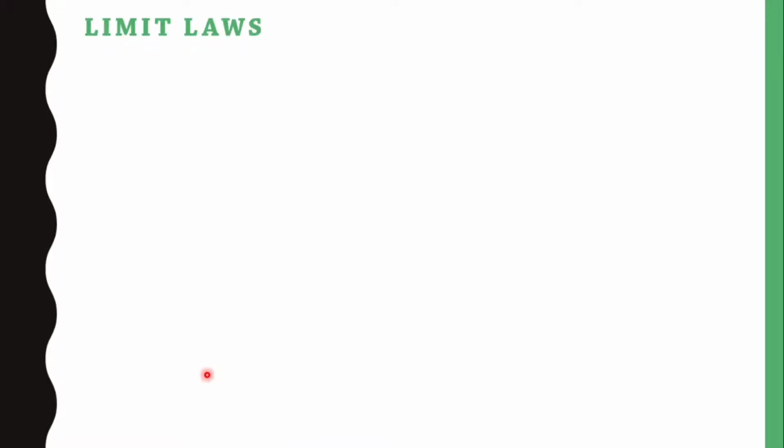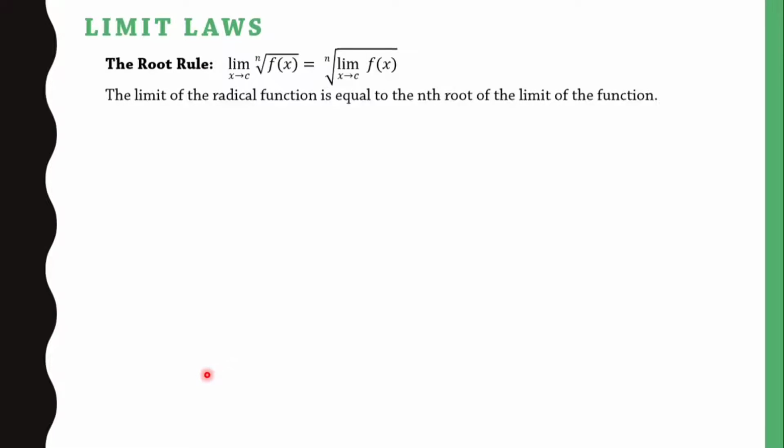Let's now move to the next one. That is the root rule. So the root rule is basically just the opposite of the power rule. So instead of raising to an exponent, here we take the nth root of the given function. In other words, the limit of a radical function is equal to the nth root of the limit of the function. To explain this further and to illustrate it clearly, let's have some examples.